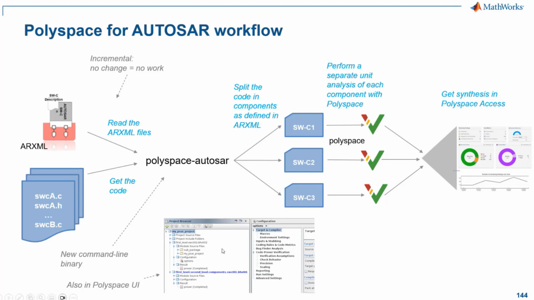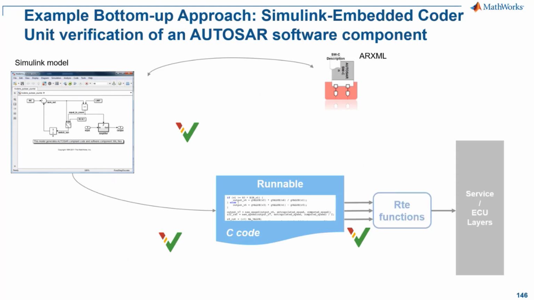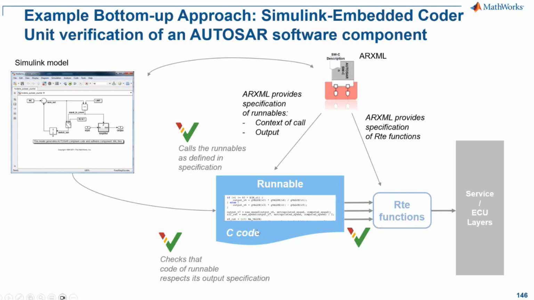So you can run it on the command line as well as in the Polyspace UI. That is, for example, an example of the bottom-up approach, meaning you have a back and forth with your XML file. From the Autosar authoring tools, you first import the architecture into Simulink. Then you implement it. After the implementation, you generate the code, and the XML file will be updated in the second phase. Then Polyspace will read the updated XML file and check, together with the C code, if the code of the runnable respects the specification of the XML file, and also check if the code of the runnable meets the call of the RTE function as specified in the constraint. That is how this Polyspace for Autosar kind of analysis works.